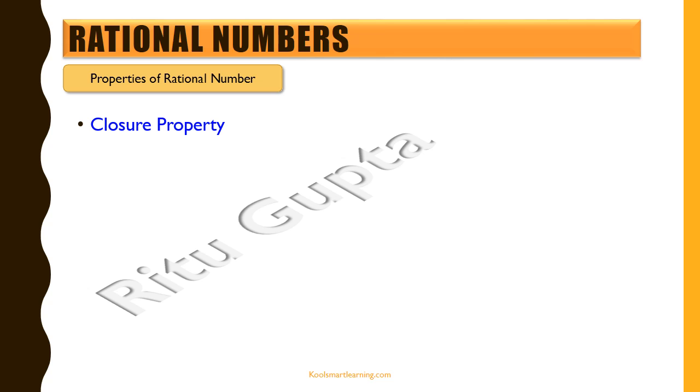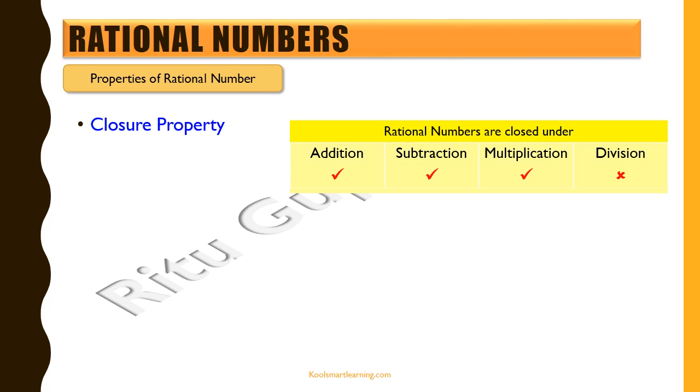So let's try and understand what, first of all, the closure property is. What is it? Closure property specifies that if the mentioned operation is performed on the rational numbers, the result is also a rational number. So closure property says that after that particular operation is done on the rational numbers, the result will also be a rational number. So yes, if we see for addition, it is true. For subtraction, it is true. For multiplication also it is true.